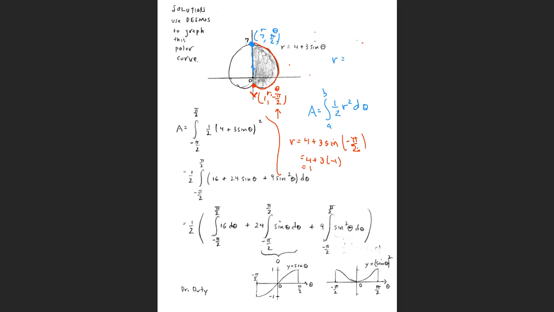If you say r equals 4 plus 3 times the sine of pi over 2, that equals 4 plus 3 times 1, and that gives you the 7. So I'm just trying to provide some details about how I am getting those polar coordinates.